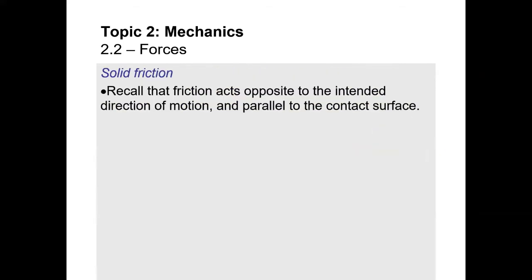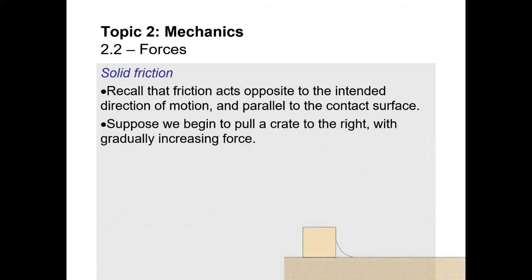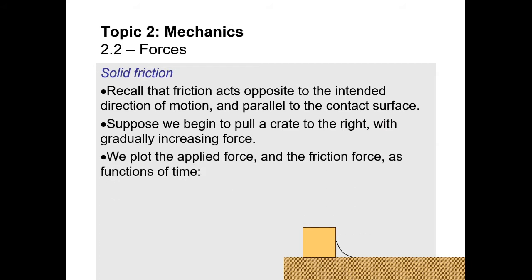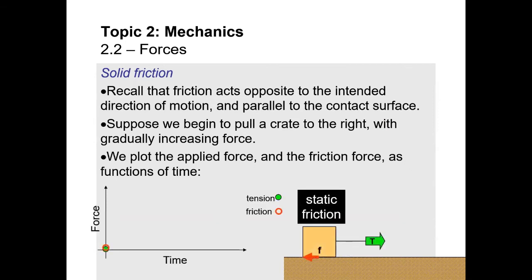Solid friction. Recall that friction acts opposite to the intended direction of motion and parallel to the contact surface. Suppose we begin to pull a crate to the right with gradually increasing force. We plot the applied force and the friction force as a function of time. Tension in green, friction in red. Static friction is applied. As tension increases, the static friction also increases.